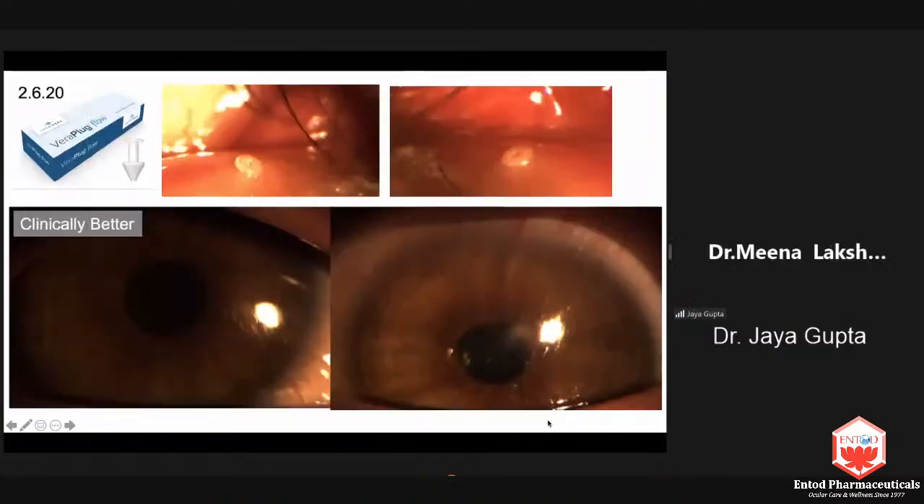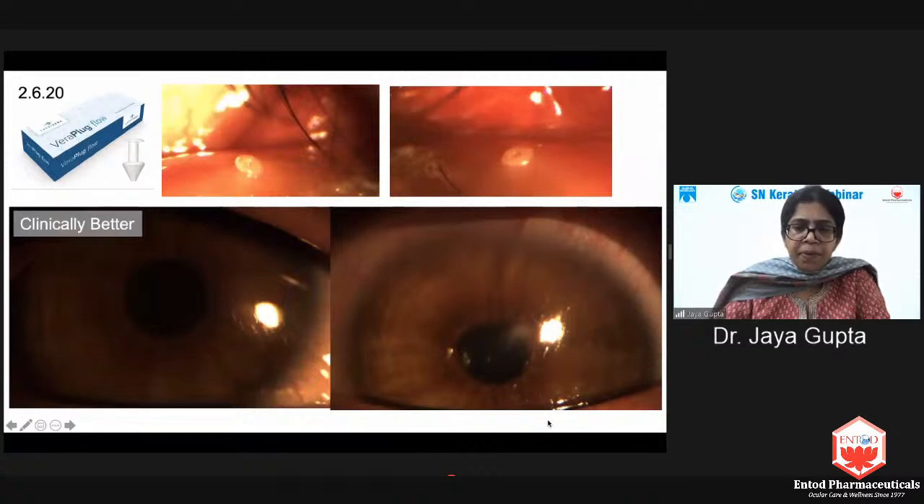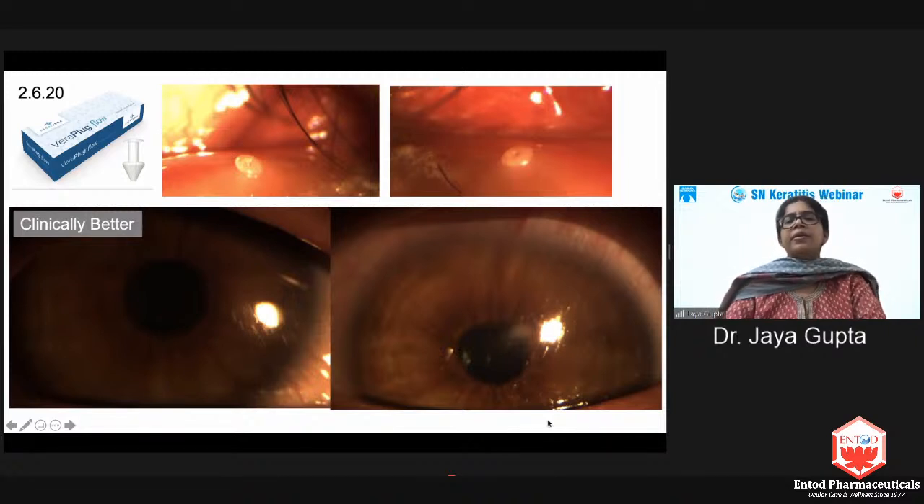Since he was not willing for a permanent punctal cautery, I decided to go ahead and do a punctal plug for him. The one that I used was the Vida Plug Flow, which has a small hole in the end, and this was placed in both the eyes. A week later, this is his clinical picture, where he seemed to have improved partially.